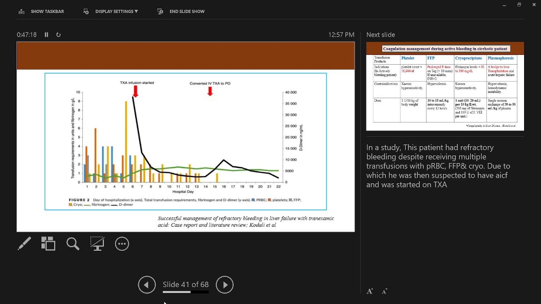Can we give a try of tranexamic acid just to that one matter? Can we give a try? D-dimer will be increased. Fibrinogen will be low, in both conditions, in DIC as well as ICF. So can we give a sort of tranexamic acid? Why not? Why not?